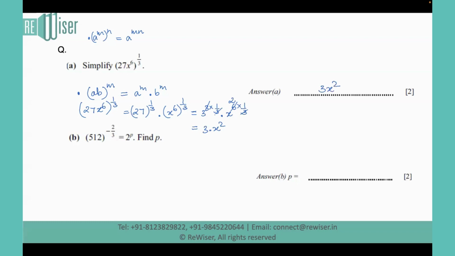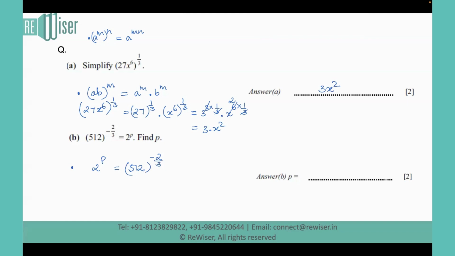Now, moving to the second problem, here we have 512 raised to the power negative 2 by 3, which is equal to 2 to the power p. So I'm going to interchange the values. I'll write 2 to the power p on the left hand side and the other value on the right hand side.